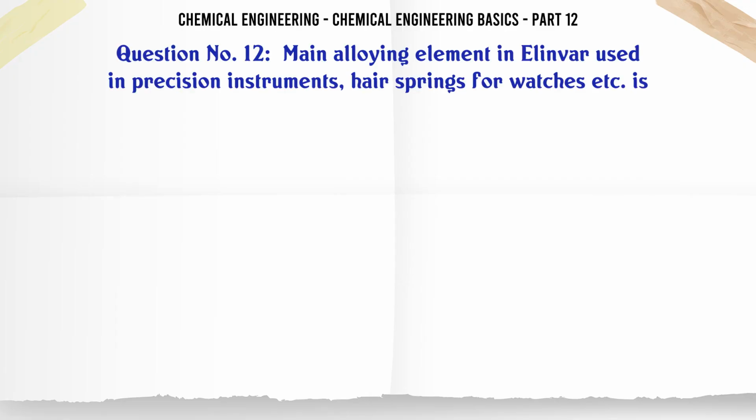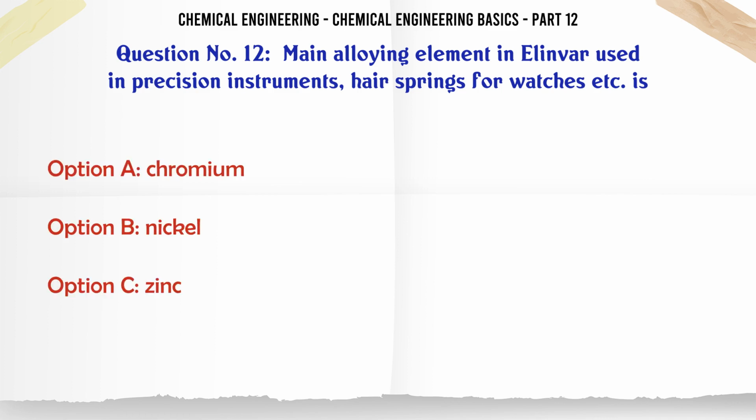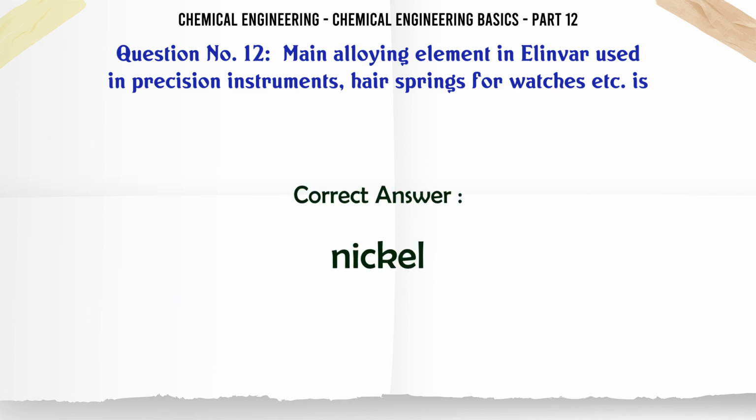Main alloying element in Elinvar, used in precision instruments, hair springs for watches, etc., is A. Chromium. B. Nickel. C. Zinc. D. Aluminium. The correct answer is nickel.